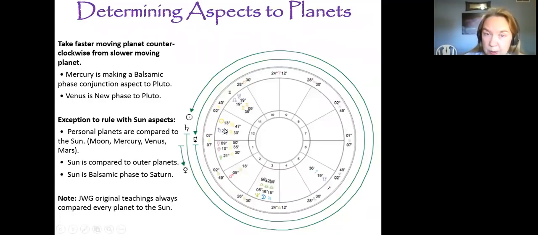And so in this same chart here, here's Saturn, green line. I would follow the outer circle all the way around. All right. And the sun is balsamic phase to Saturn. It's 13 degrees before a conjunction, so I don't consider it to be in a conjunction. I consider it to be within the balsamic phase. Now, this is how I shall use the examples in this webinar today. You need to do whatever feels best for you.